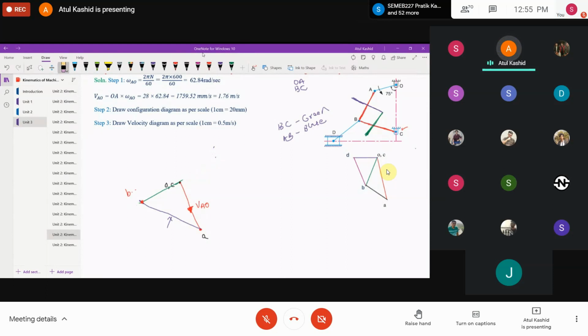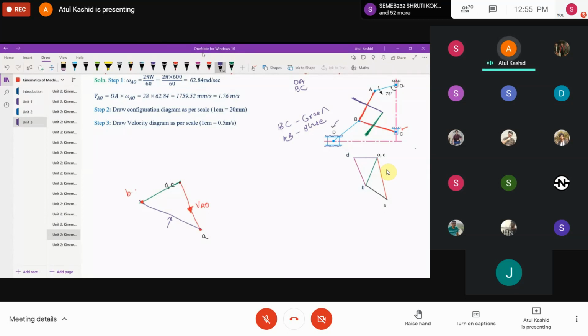Right now, what we have done, we have identified the point B. So right now we have O, C, A, and B. Which point is remaining? We have to next target the next point, that is point D.